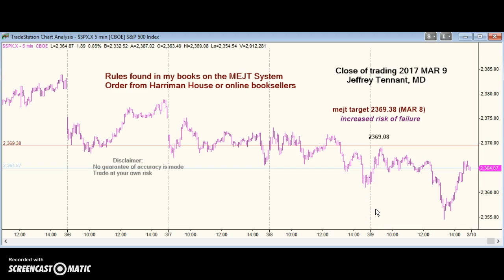So for tomorrow, as long as this holds, I look for higher prices, a low in the first hour, and most likely an all-day rally, and that's today's call.